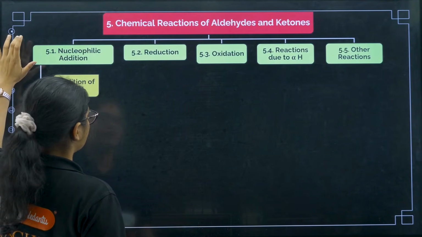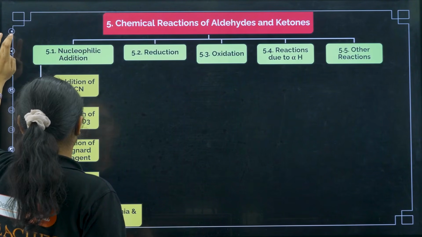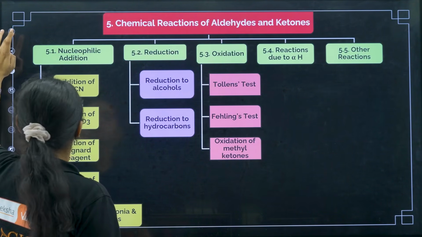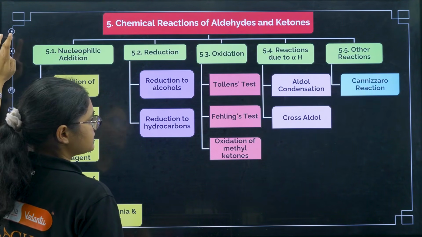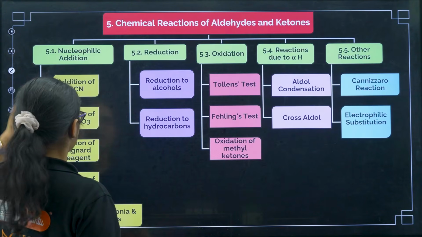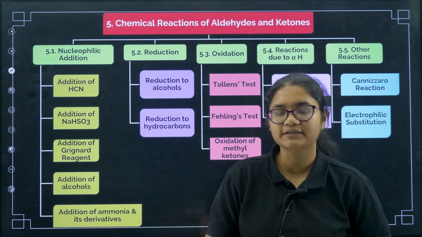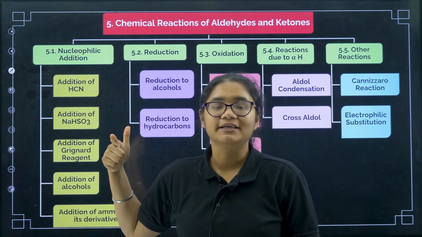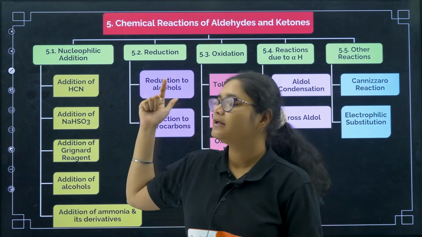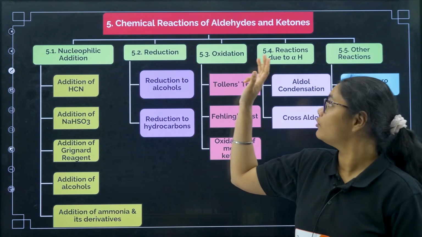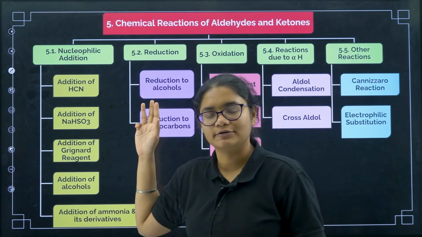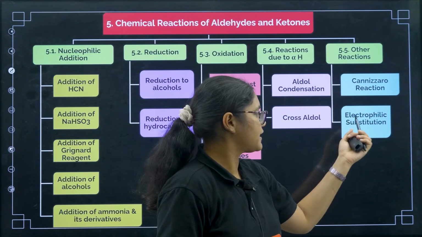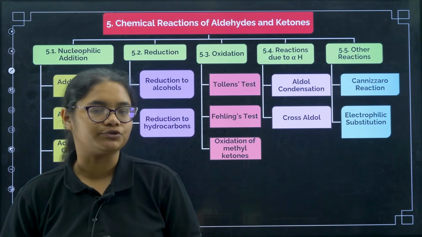Now the most important part, that is chemical reactions. You can see so many reactions are there here. First type of reaction is nucleophilic addition reaction. Second reaction is reduction reaction, right? Third is oxidation. Fourth one is reactions due to alpha hydrogen. Fifth one is your other reactions. Under other reactions we have the Cannizzaro reaction and electrophilic substitution reaction.